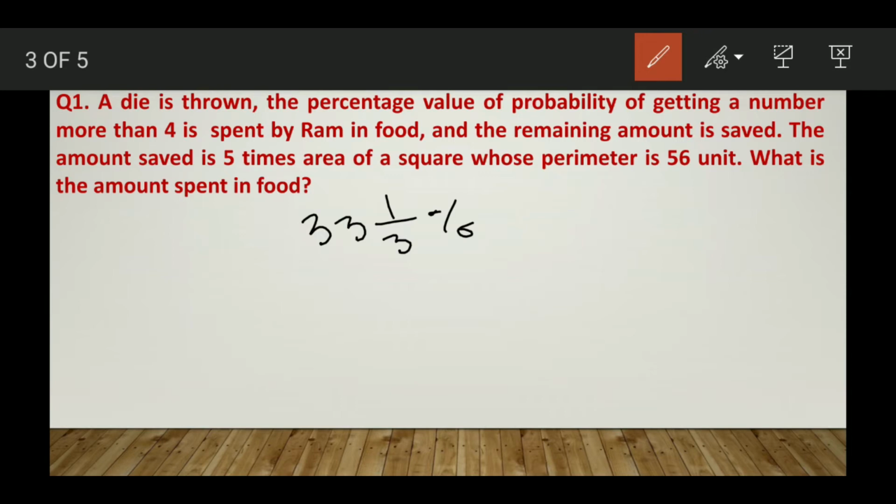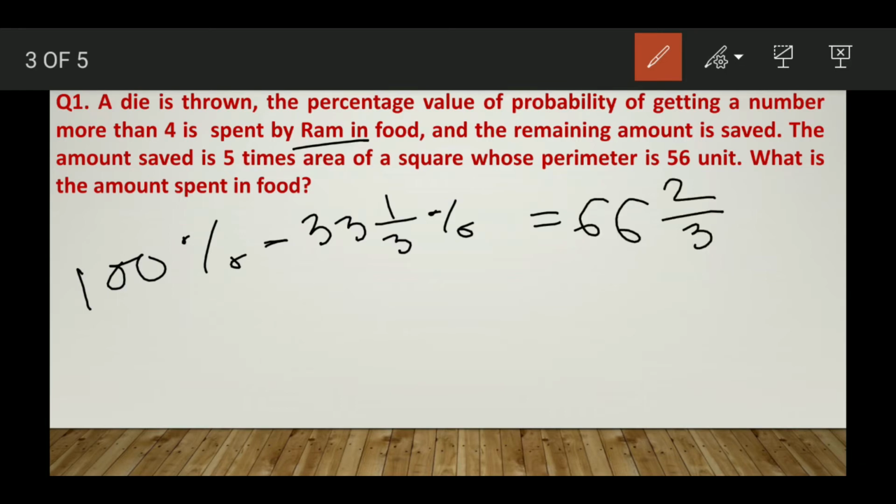So the total amount with Ram is 100% and this 33 and 1 by 3 percent is spent in food. Therefore the remaining amount would be just the subtraction of these two. So we will get 66 and 2 by 3 percent. So the remaining amount is saved. So this much amount is saved.